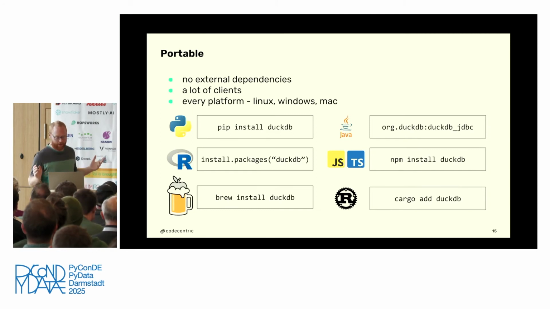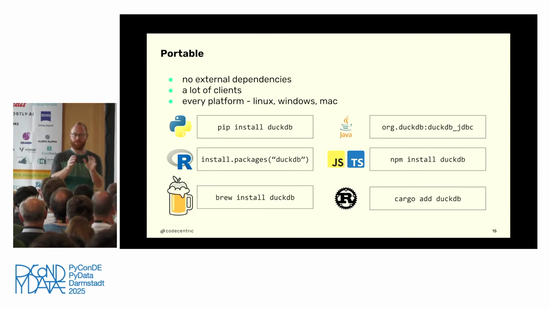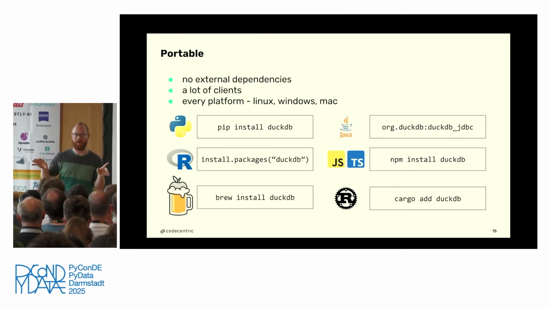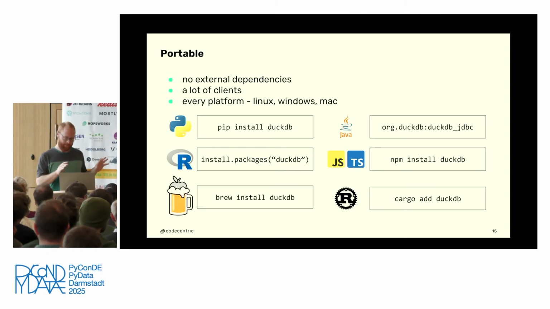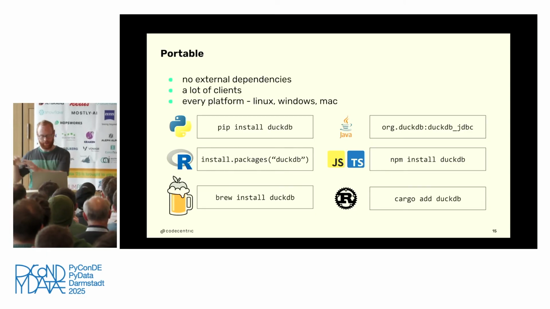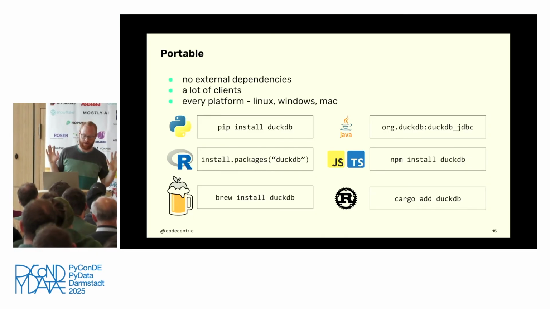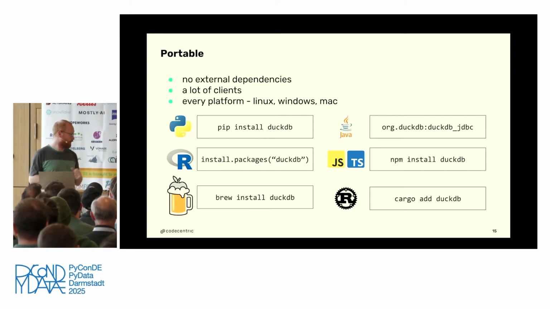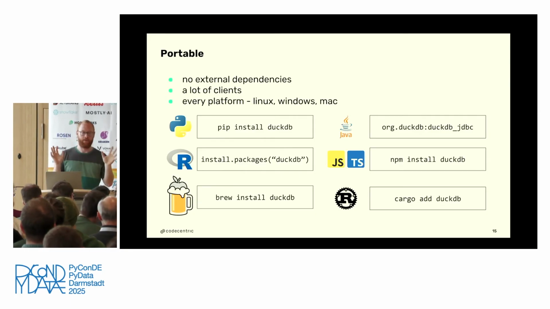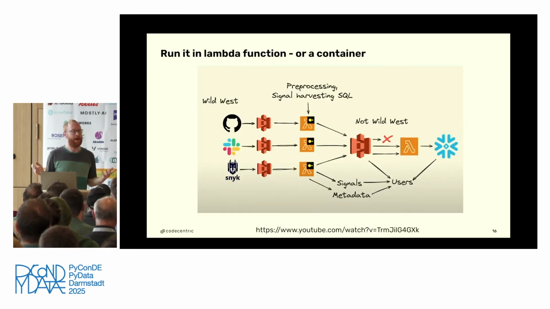It's portable, so it doesn't need any external dependencies. DuckDB itself is really just pure C code without any other dependencies, not the extensions. We are coming to this later. We have a lot of clients: pip, Java, R, JavaScript, TypeScript. You can just install the CLI as I did with Brew. You have it with Rust, so in the end it's C underneath. You can run it everywhere.